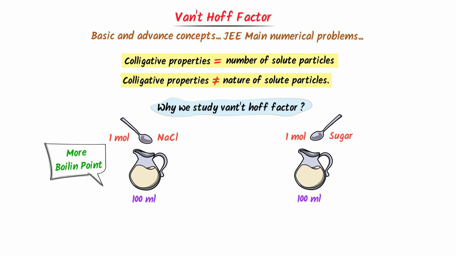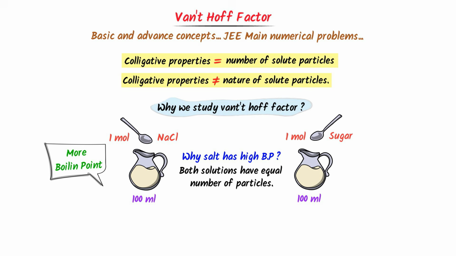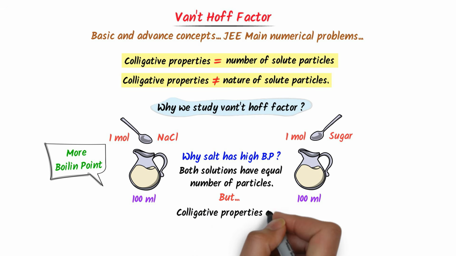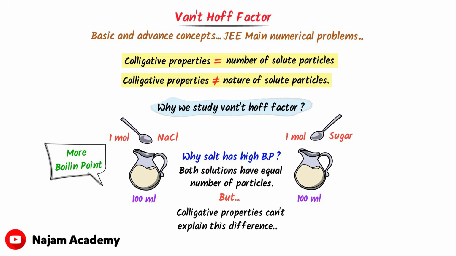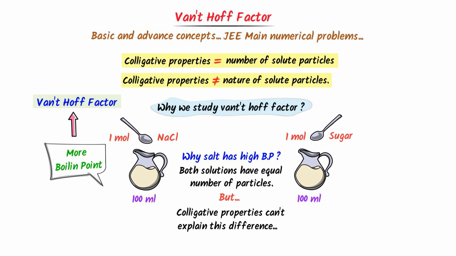Now let me ask you, why does the 1 mole salt solution have a higher boiling point than the 1 mole sugar solution? Well, these both solutions have an equal number of particles. But colligative properties cannot explain this difference of elevation of boiling point between these two solutions. So it is Van't Hoff factor which explains this difference in elevation of boiling point. Thus we need to study Van't Hoff factor to explain this difference in elevation of boiling point.